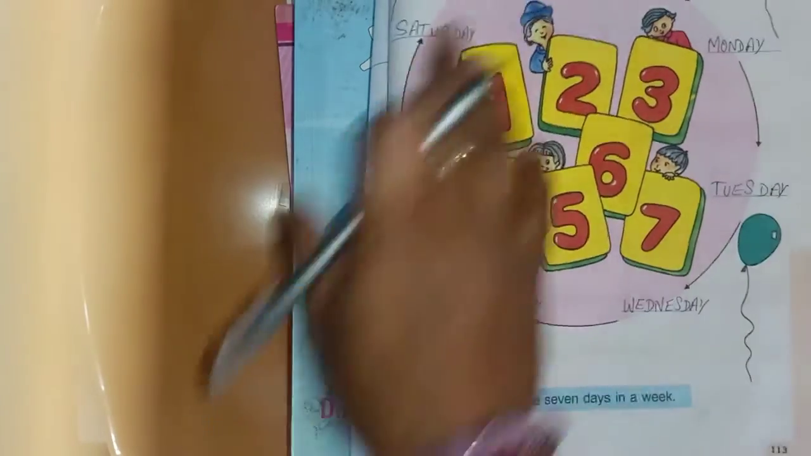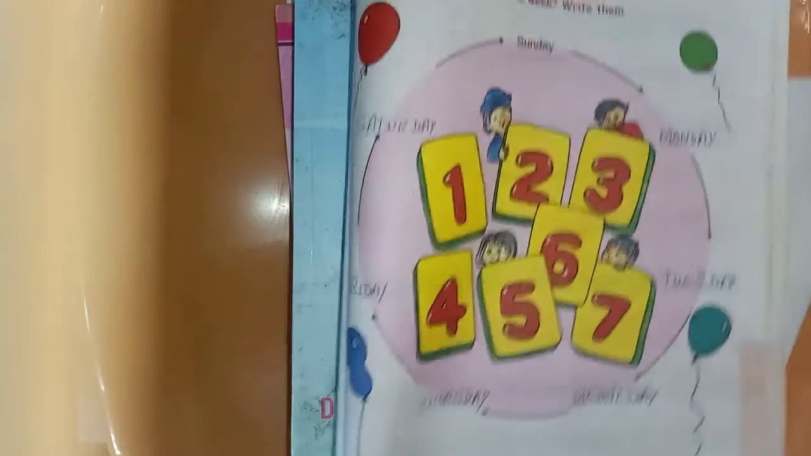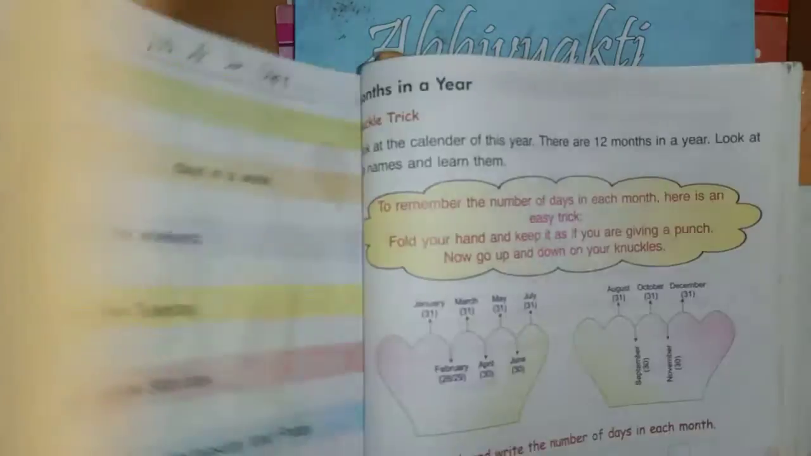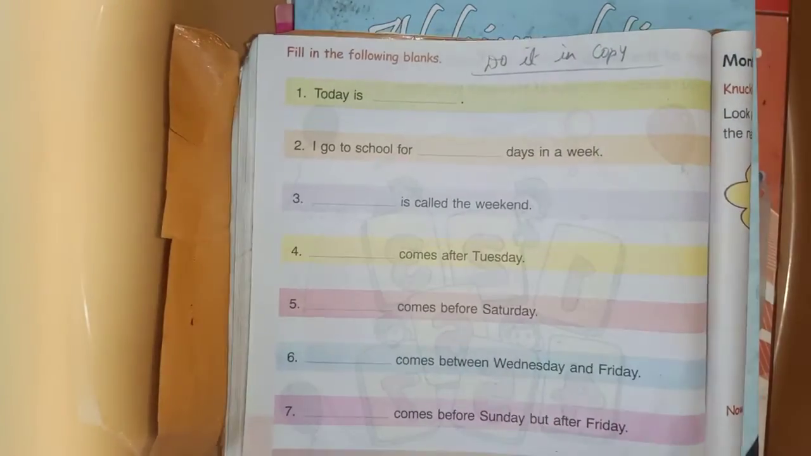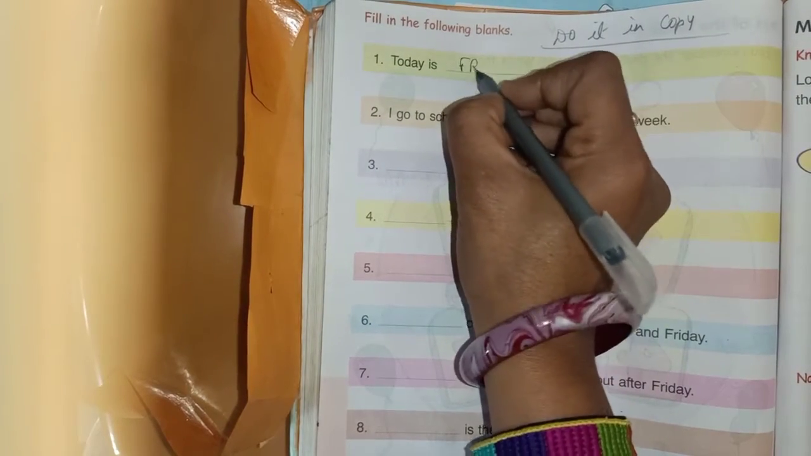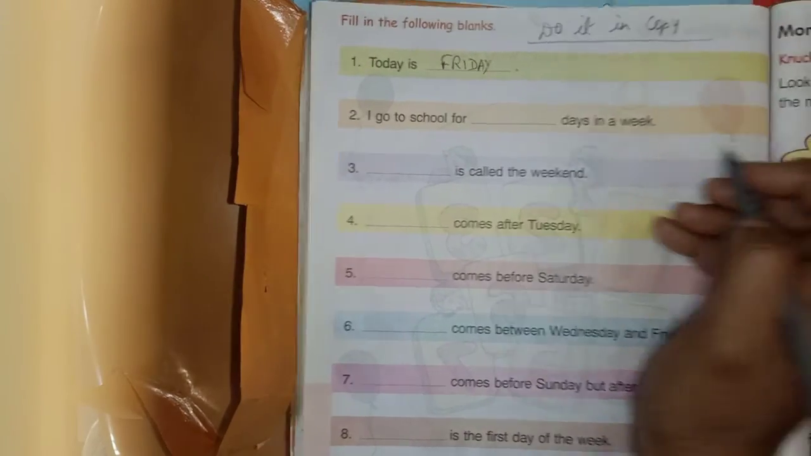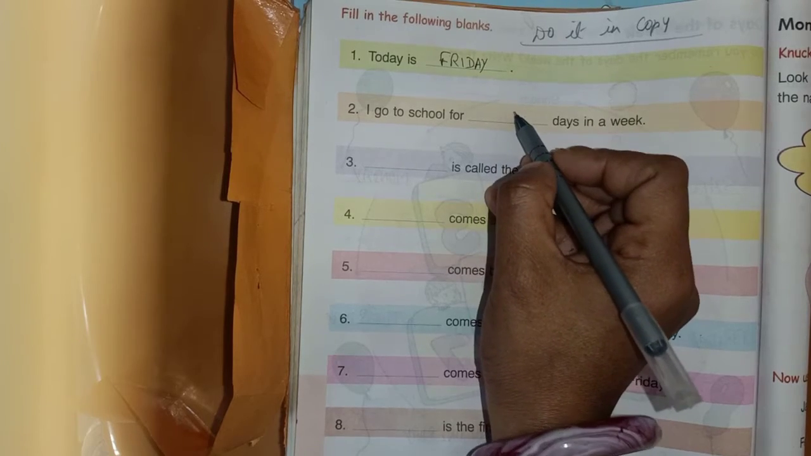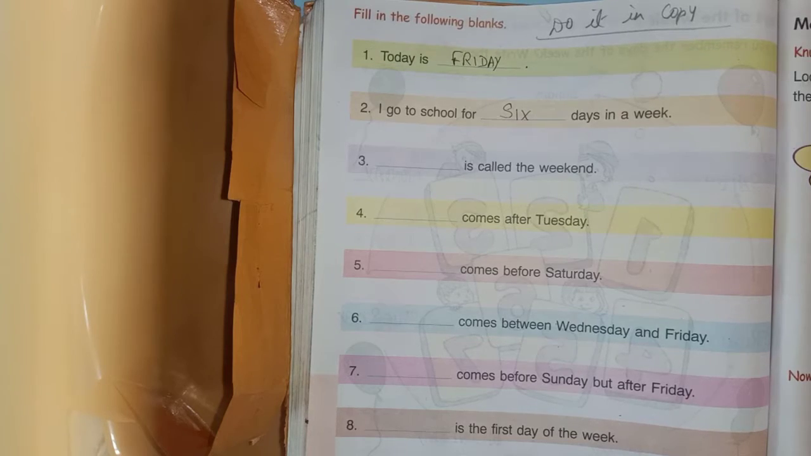You will do it in your copy in the same way. The activity or project work you will do in your copy and book both. Is it clear? Turn to the next page. This one also you have to do in your copy, and in the book also. Fill in the blanks. Today is dash. Which day is today? Today is Friday. I go to school for dash days. How many days do you go? 6 days.